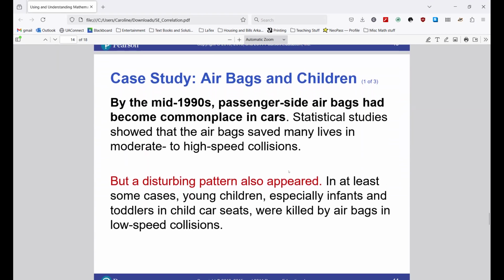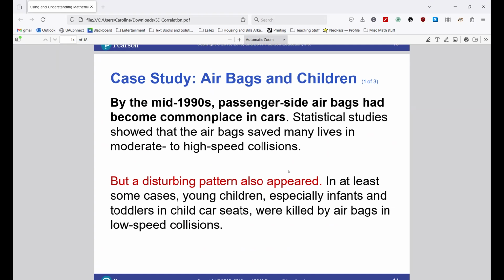Okay, so here's a case study for airbags in children. By the mid-1900s, passenger side airbags had become commonplace in cars. Statistical studies show that the airbags save many lives in moderate to high-speed collisions. But we also had a disturbing pattern appear. In some cases, young children, especially infants and toddlers in car seats, were killed by airbags in low-speed collisions. So we found a correlation between airbags and small children being killed.